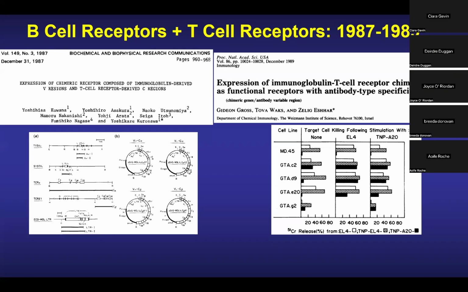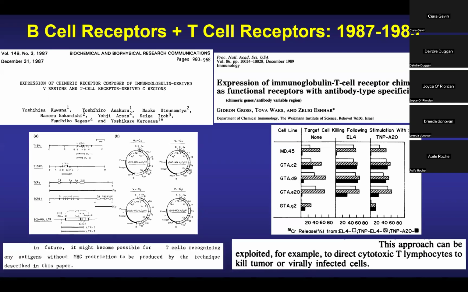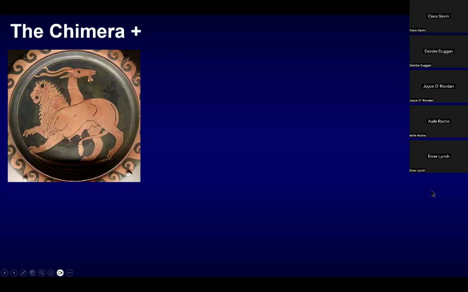But what really struck me in reading and rereading these papers is in the discussion, they say in the future it might be possible for T cells recognizing any antigens without MHC restriction to be produced by the technique described here, or this approach can be exploited to direct cytotoxic T cells to kill tumor or virally infected cells. So even back then, they were thinking about therapeutic applications.